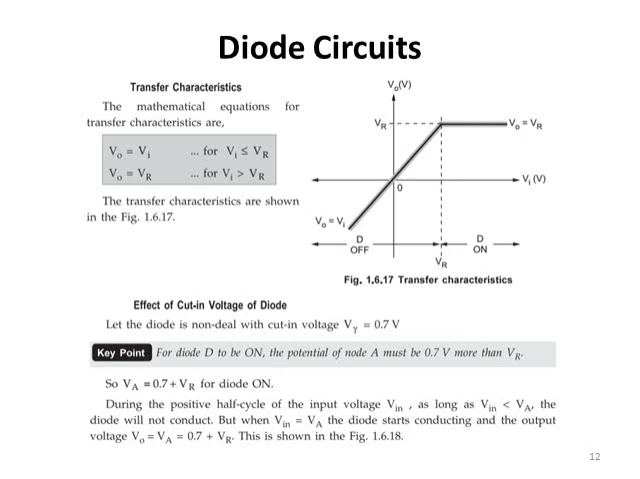So how to draw the transfer characteristics? First we have to write the mathematical equation. V0 will be equal to Vi for Vi less than or equal to Vr, and V0 will be equal to Vr for Vi greater than Vr. So for Vi greater than Vr, the output voltage V0 will be equal to Vr. Otherwise it is a linear relationship between output and input. Up to here it is called the clipping region, when the diode is off.